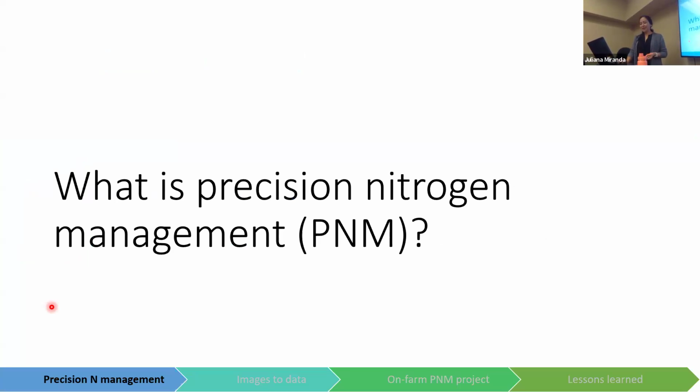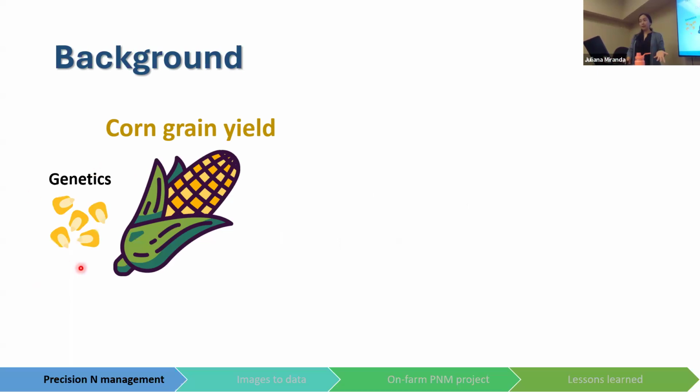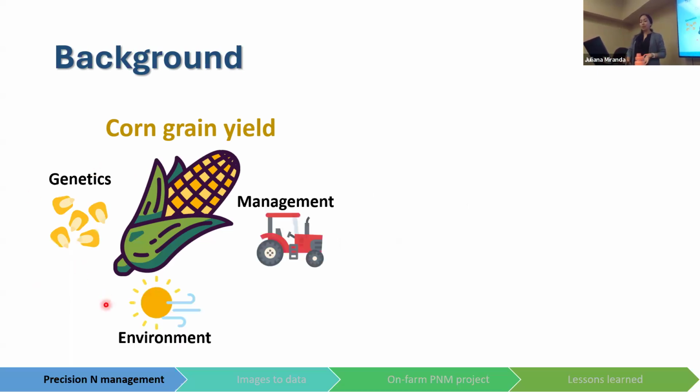Okay, so let's start with the first part of this presentation, which is focused on what is precision nitrogen management. So first, some background. Whenever we think about grain yield, we can think about three components that are going to affect the final grain yield. These are the genetics, the environment, and the management. Imagine you are a farmer and you know that these three components are going to affect the final yield. What is the control that you have over these three components?